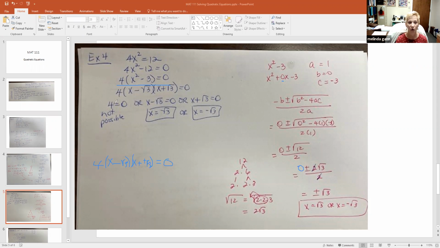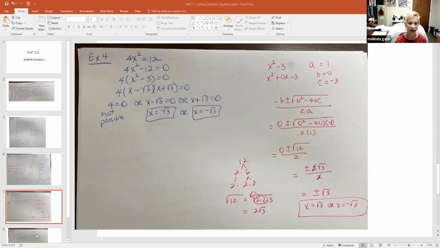Well, this one, 4 can't be 0. When I get this one, I added the square root of 3 to both sides and got the square root of 3. To get this one, I subtracted the square root of 3 from both sides, so I get 2 answers. Okay? So you can factor them any way that's legal that you want to. All right, let's look at one more and then we'll be done.